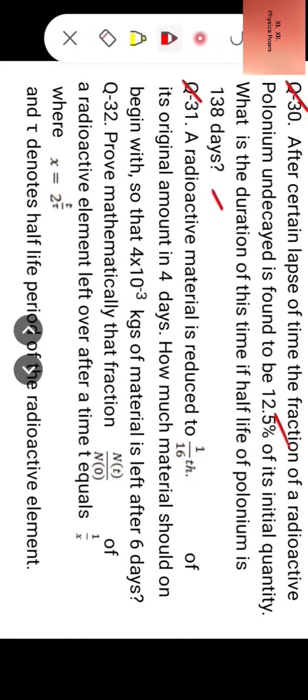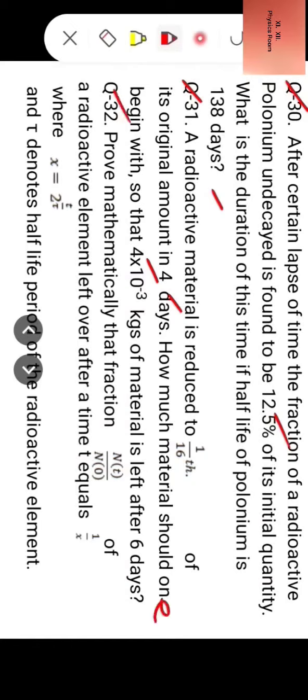Question number 31. A radioactive material is reduced to 1/16th of its original amount in 4 days. How much material should one begin with so that 4 × 10^-3 kg of material is left after 6 days?